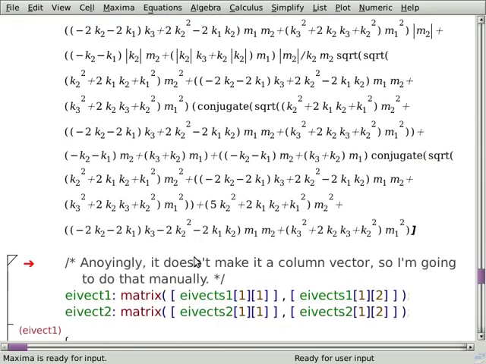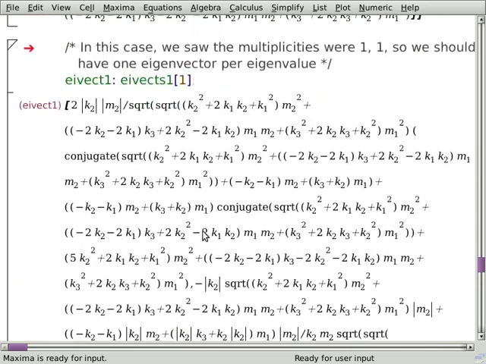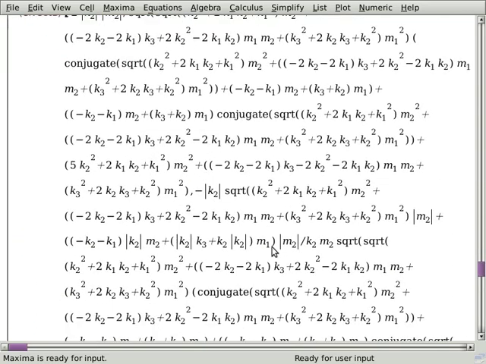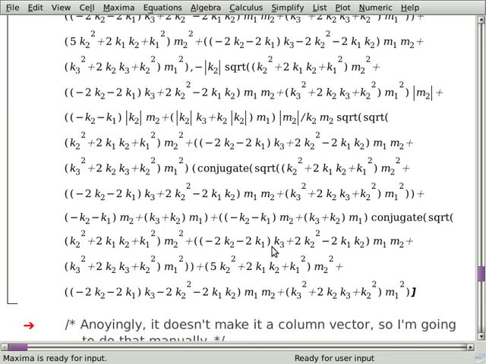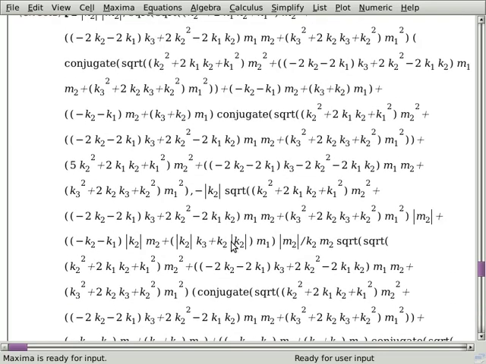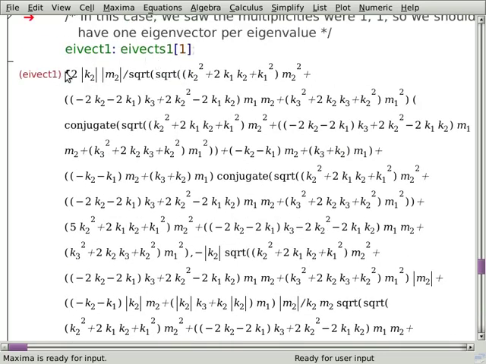And annoyingly, notice it gives me the components. There's a comma in here somewhere. I'm sure of it. I can't find it, but look for it. If you look hard enough, you'll find a comma. It doesn't give me a column vector, which is really what I wanted. It gives me a two-element list of the components.